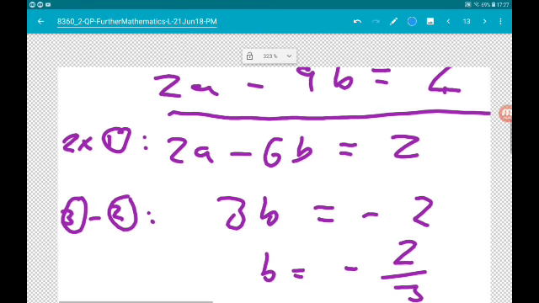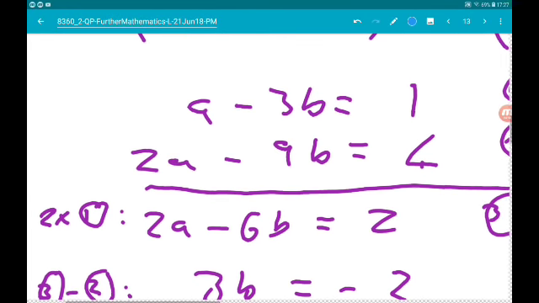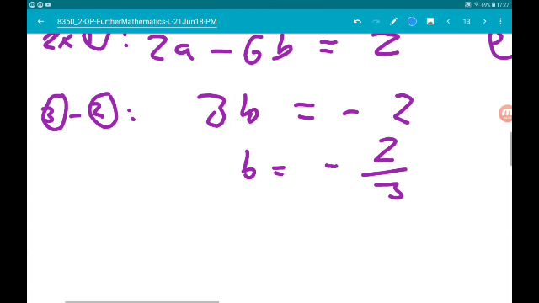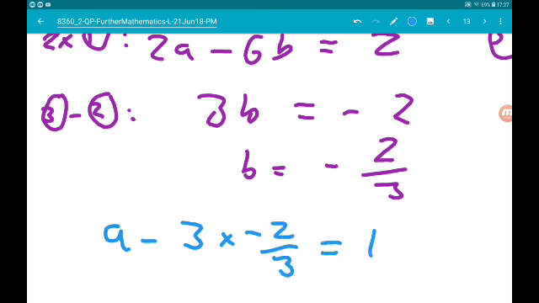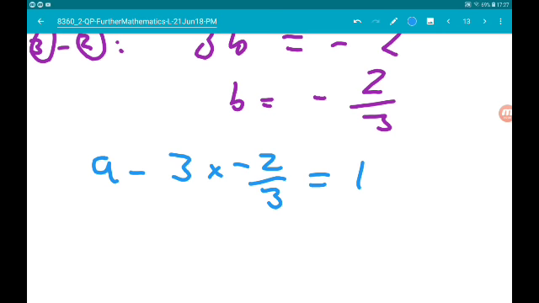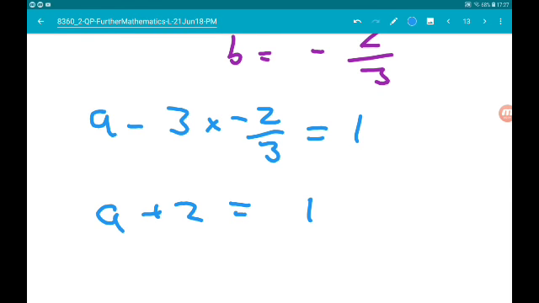Now we can work out what a is. So we know that a minus 3b is 1. So a minus 3 times minus 2/3 is equal to 1. Minus 3 times minus 2/3 is positive 2. So a add 2 is 1. So a is minus 1. Cool.